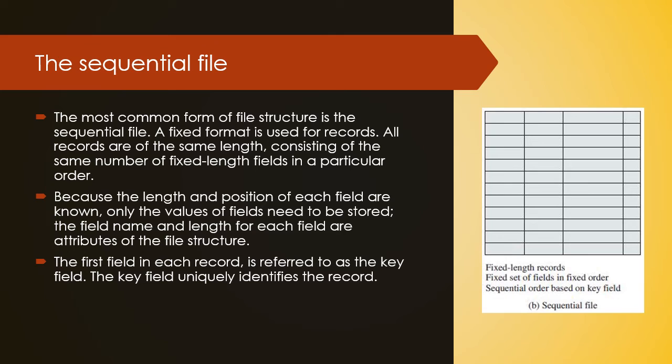One particular field, usually the first field in each record, is referred to as the key field. The key field uniquely identifies the record, thus key values for different records are always different. The records are stored in key sequence, alphabetical order for a textual key and numerical order for a numeric key.